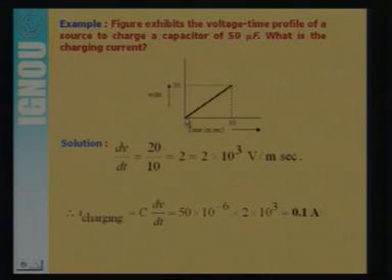Here you can see the voltage is changing from 0 to 20 volt. So you are putting the value 20 here. For dt, time is changing from 0 to 10. So you are putting 10 minus 0, the value 10 here. So here you are getting 2, or you can say 2 into 10 to the power 3 volt per millisecond, because the time is given in millisecond here. The charging current is C multiplied by this. You will get the value. Try to understand the use of this relationship which we are using in the case of the capacitor, where the curve for the voltage and the time is given.